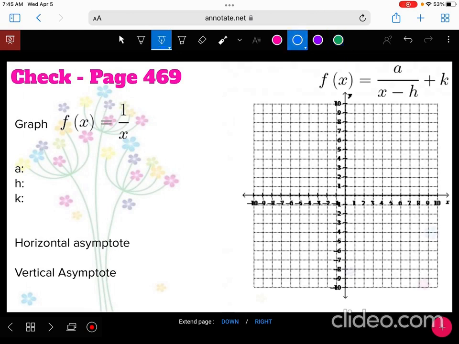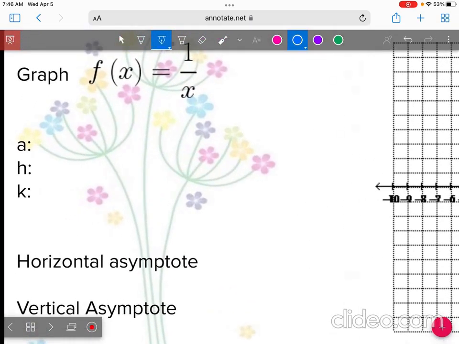We're going to start with finding a, h, and k of our parent function. So I have our parent function up here at the top of my page. It's on the left side of your packet. So let's start with what is our a value for this guy here? 1.